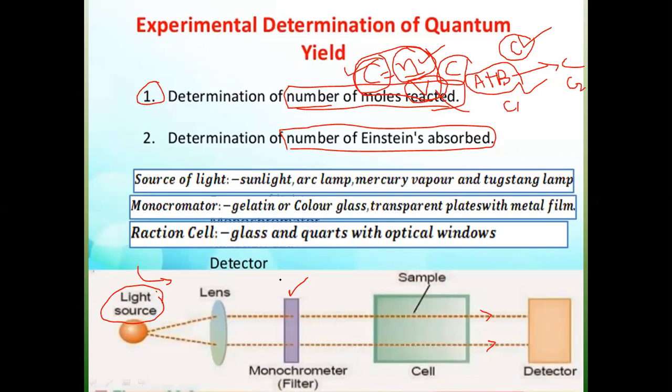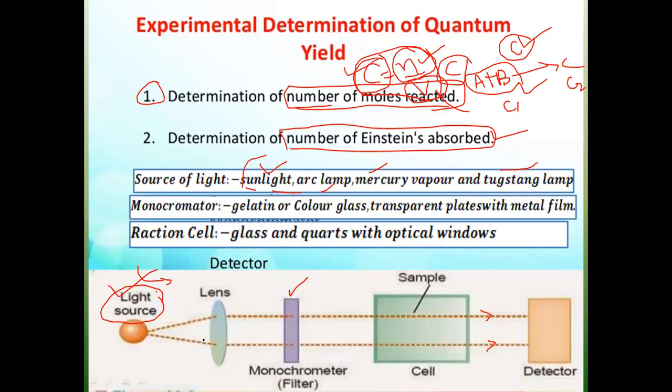From this reading, you can find out how much light is transmitted from the sample. Okay, this is a very simple setup for the determination of the number of Einstein, or quanta of energy, absorbed by the reacting molecule. For that we use some source. Different types of sources are available, such as sunlight, arc lamp, mercury vapor lamp, and tungsten lamp. You can use any light source for the determination of quanta.